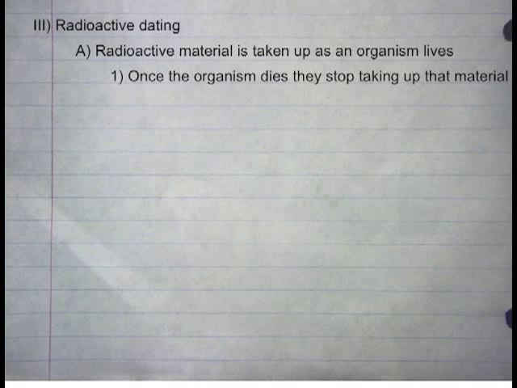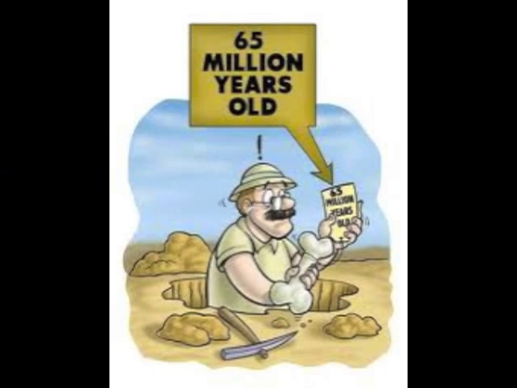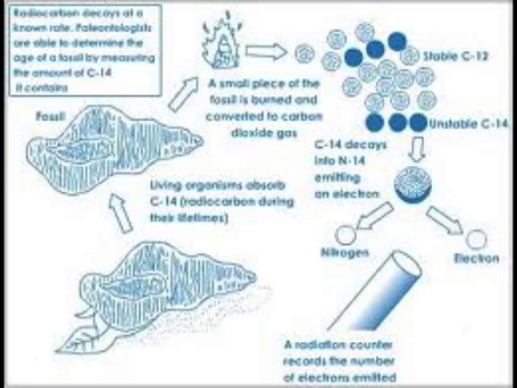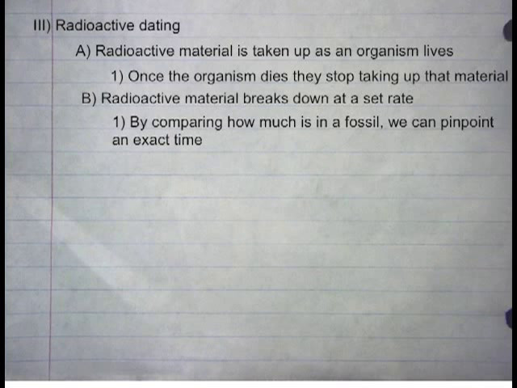Radioactive dating. Radioactive material is taken up as an organism lives. Once the organism dies, it stops taking up that radioactive material. All organisms take up the radioactive material while they're alive. Once they've passed, however, it stops and slowly begins to break down. You yourself are also taking up this radioactive material. However, it is not causing you any harm. From this point, radioactive material breaks down at a set rate.